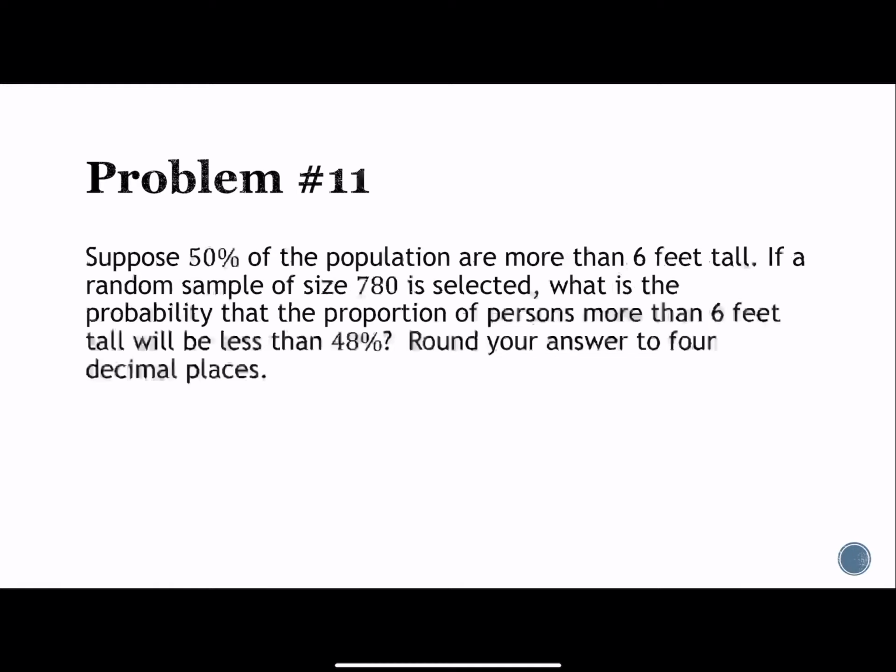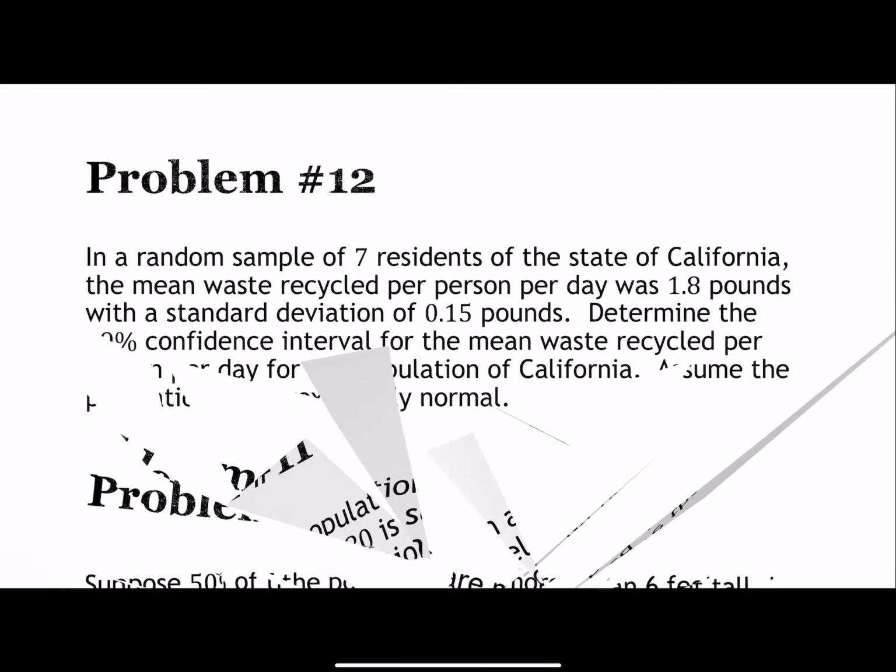We've got 50% of the population are more than 6 feet tall. If a random sample of size 780 is selected, what is the probability that the proportion of persons more than 6 feet tall will be less than 48%? Round the answer to 4 decimal places. So what is the probability that the proportion of persons, this is dealing once again with chapter 7, and of course we've got a sample size as well that is indicative of that. So keep that in mind. You're given a sample size, we're also dealing with chapter 7.